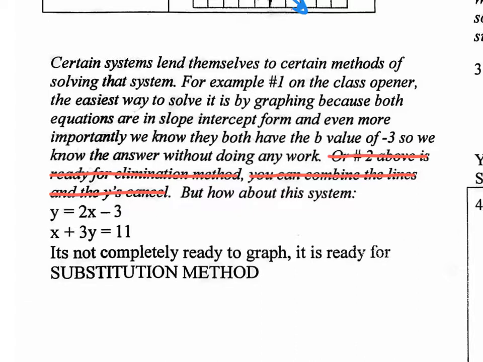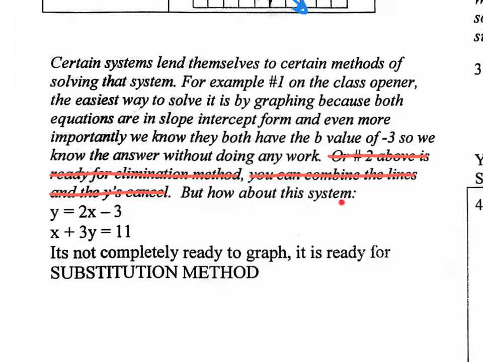As a matter of fact, I made a typo here. So let's all go down to this part right here. It says, or number 2 above. There is no number 2 above. So please scratch that out for me. I'm sorry. I should really edit that. But scratch that out for me because there is no number 2 above.